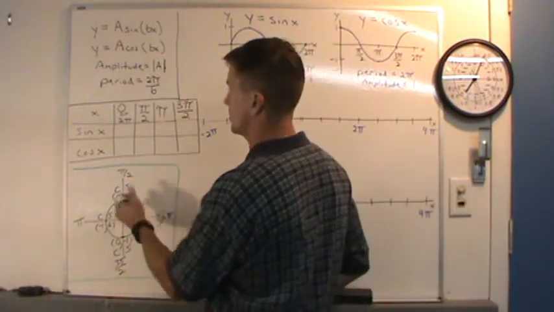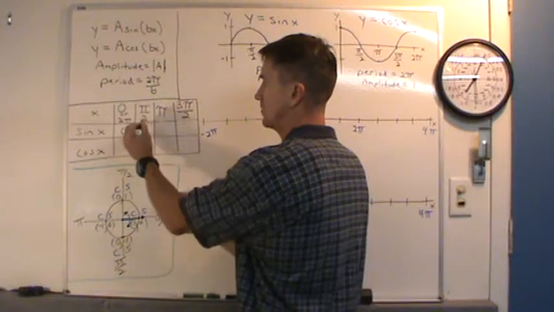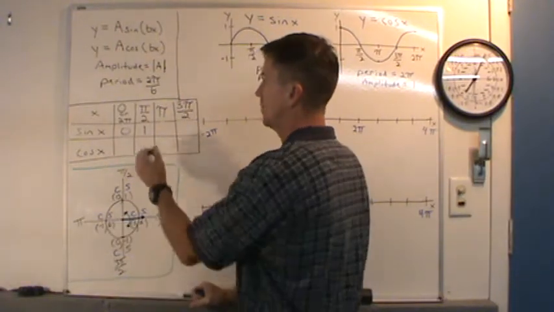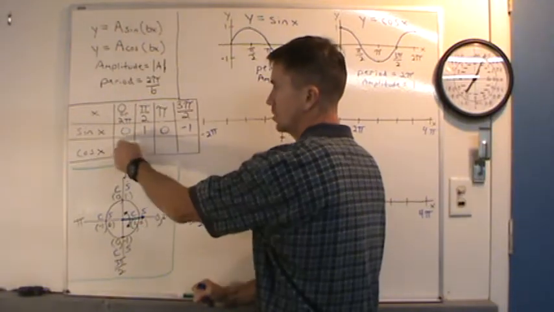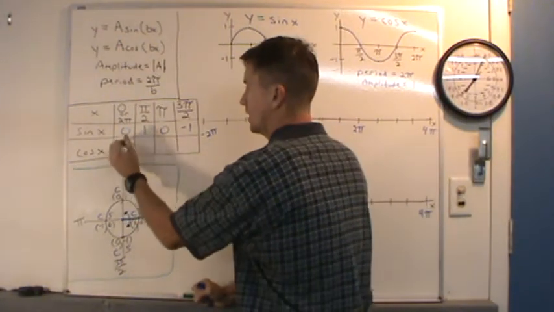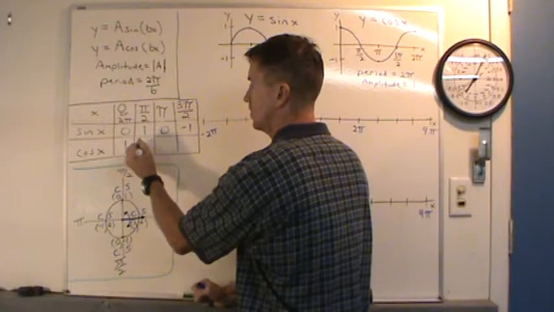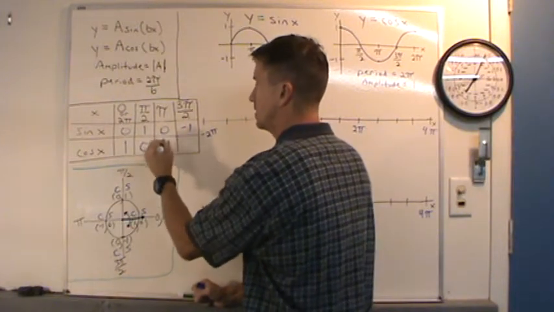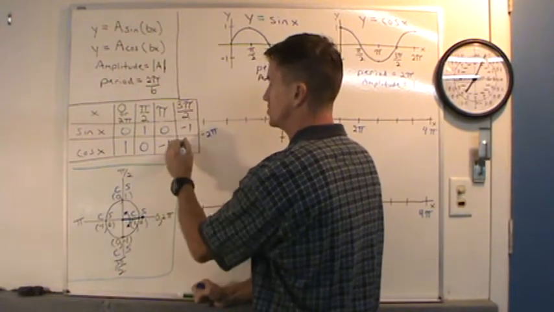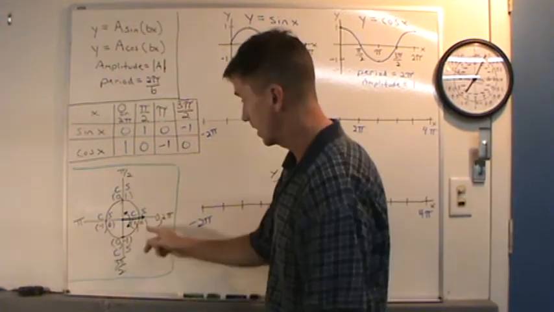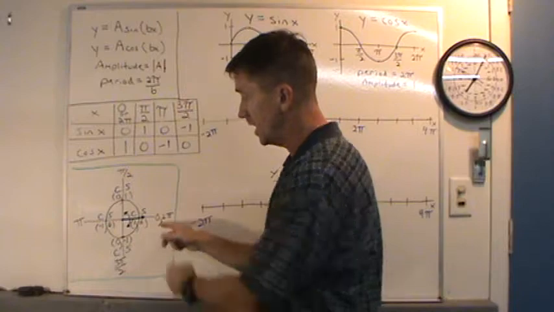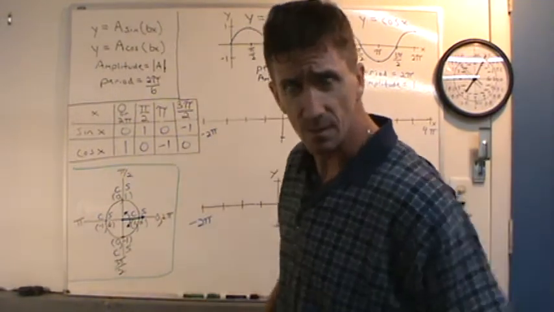So the sine of 0 is 0, sine of pi over 2 is 1, sine of pi is 0, sine of 3 pi over 2 is negative 1, cosine of 0 is 1, cosine of pi over 2 is 0, cosine of pi is negative 1, and the cosine of 3 pi over 2 is back to 0. And then this repeats, like a cycle, okay? Because you keep rotating this way or rotating this way, alright?